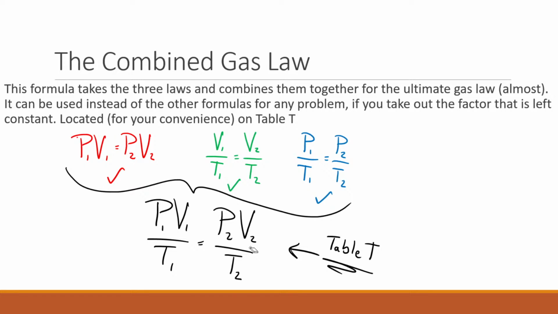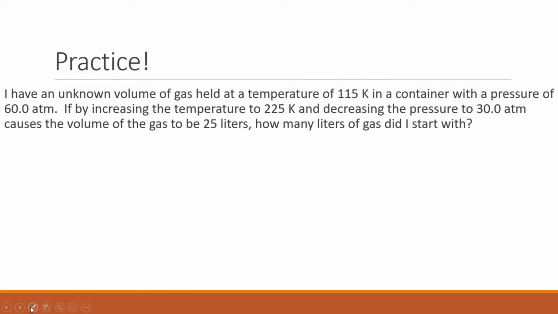We're going to take some time to do a couple of practice problems with this combined gas law. Starting with this one. I have an unknown volume of gas held at a temperature of 115 Kelvin in a container with a pressure of 60 atmospheres. If by increasing the temperature to 225 Kelvin and decreasing the pressure to 30 atmospheres causes the volume of the gas to be 25 liters, how many liters of gas did I start with?